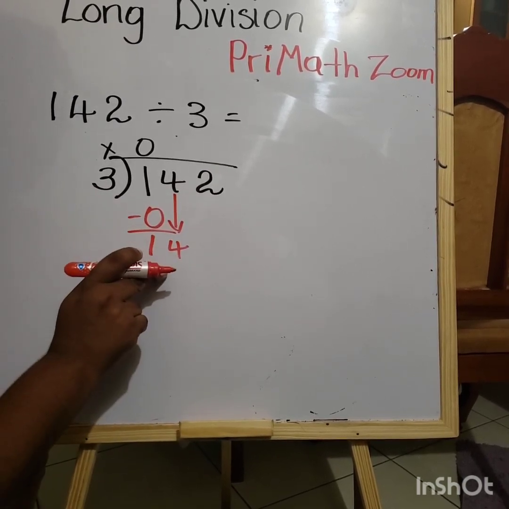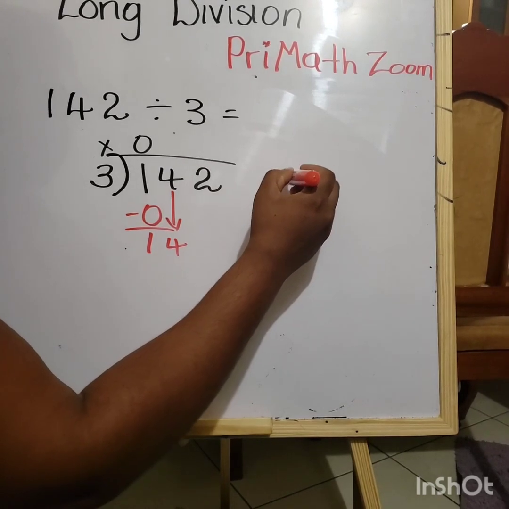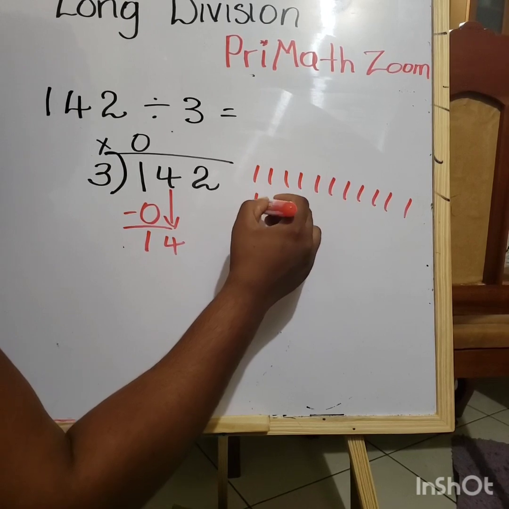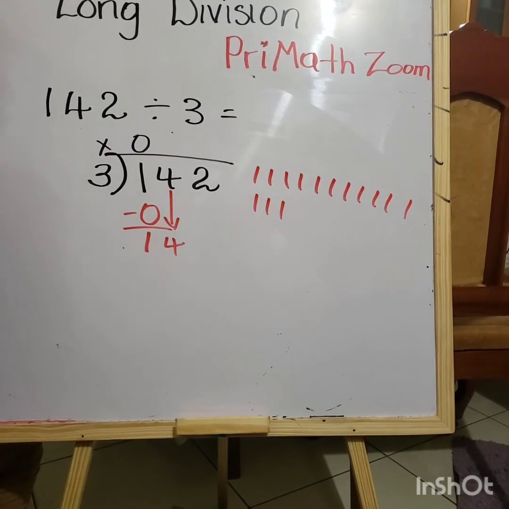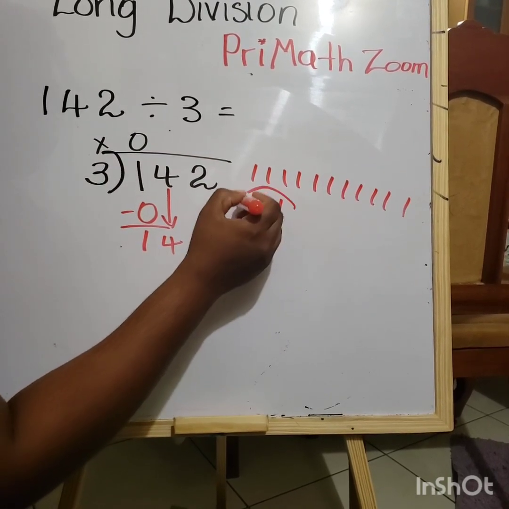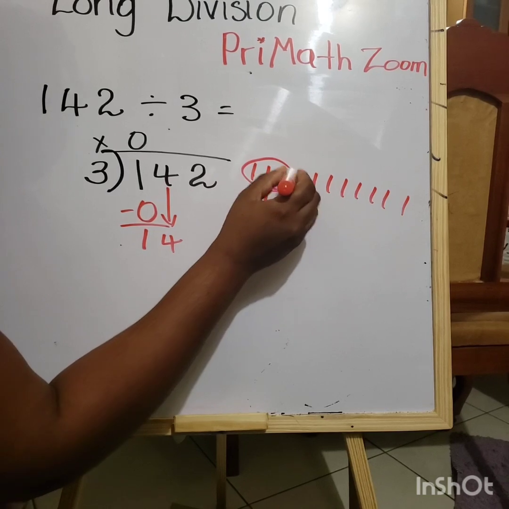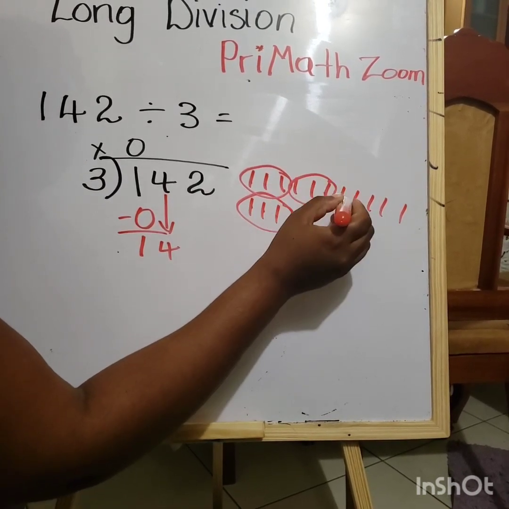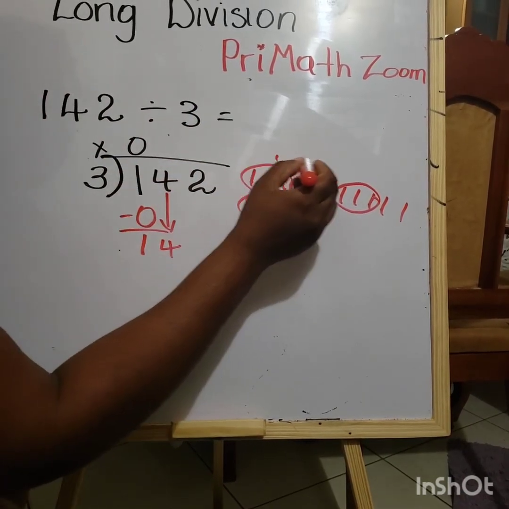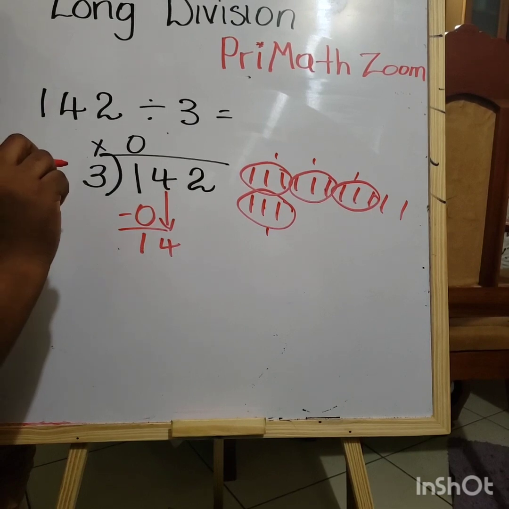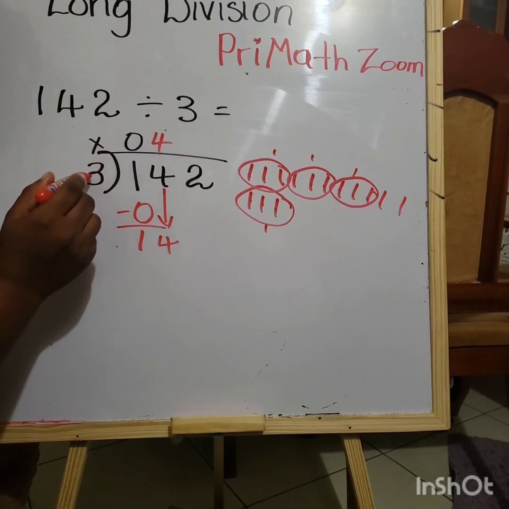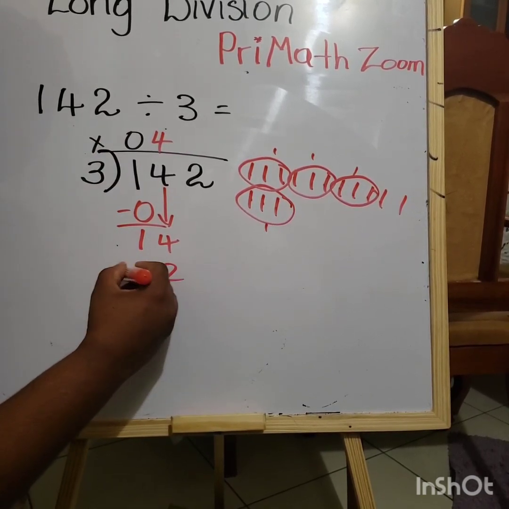3 into 14 goes 1, 2, 3, 4, 5, 6, 7, 8, 9, 10, 11, 12, 13, 14. So let us see how many equal groups of 3 we can get from 14. 1, 2, 3. 1, 2, 3. 1, 2, 3. 1, 2, 3. 1, 2. So we can get 1, 2, 3, 4 groups of 3. So we're going to write that 4 up here. Remember, 4 multiplied by 3, 12, and then we subtract.